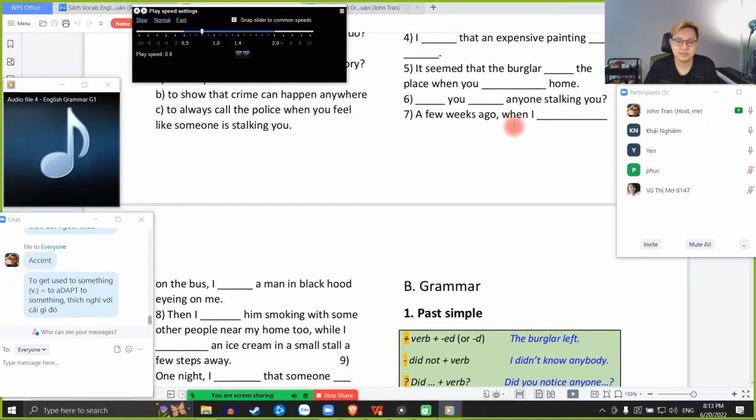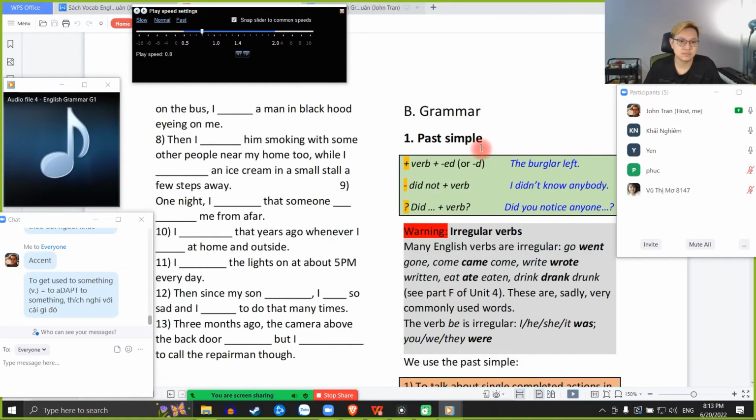We could check the security camera. The footage might help us identify the thief. Do you usually lock both the gate, the front door and the back door? I used to do that years ago whenever I was at home and outside, but then I thought it was unnecessary as this area is quite safe. So now I normally just lock both doors but not the gate.